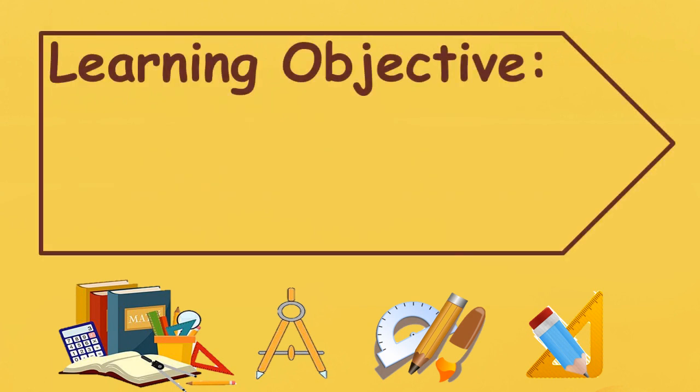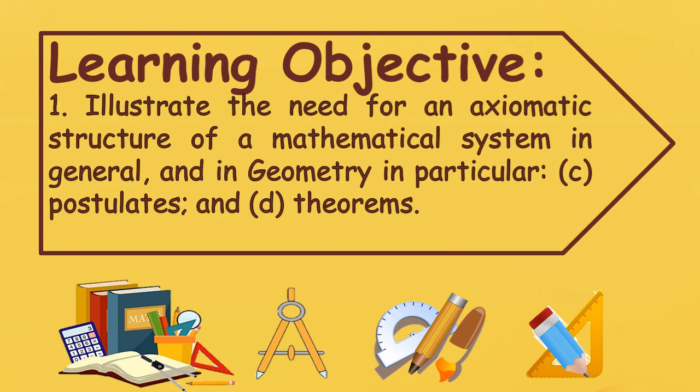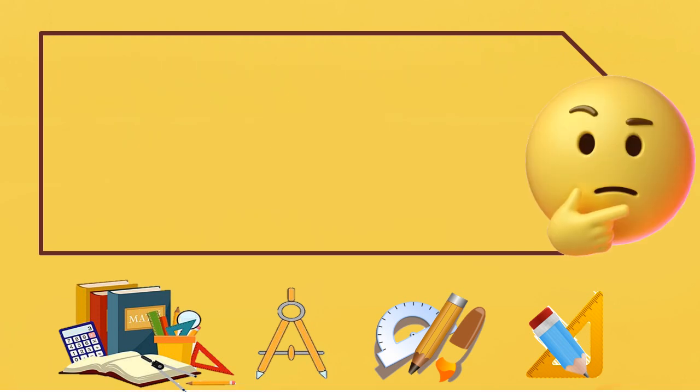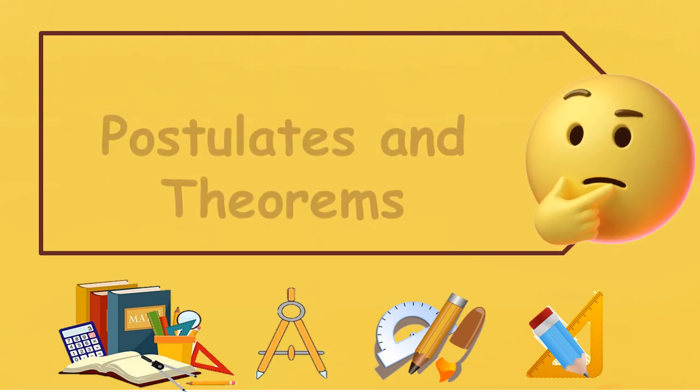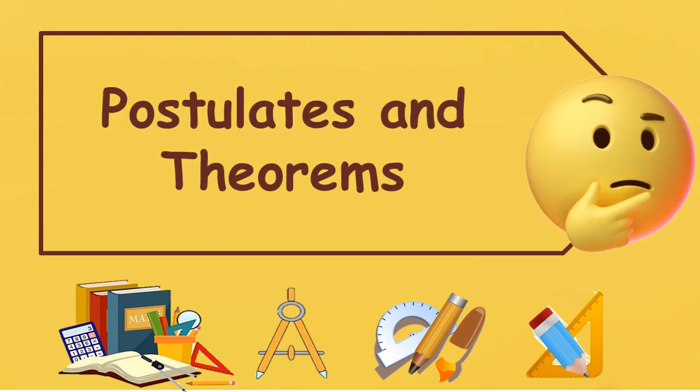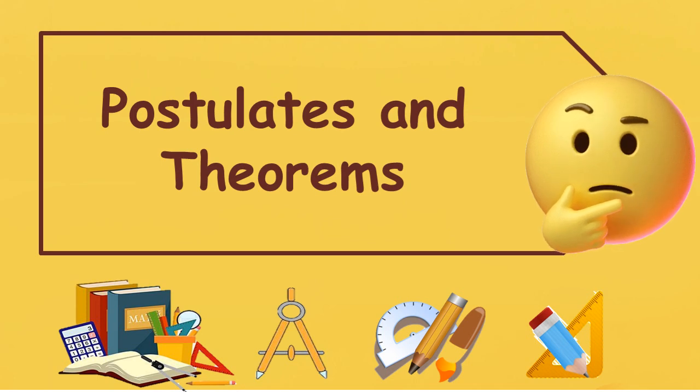For today's learning objective, we have: illustrate the need for an axiomatic structure of a mathematical system in general, and in geometry in particular, letter C, postulates, and letter D, theorems. We are going to have postulates and theorems today.